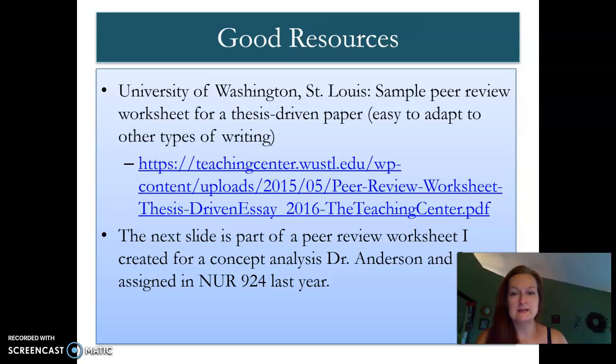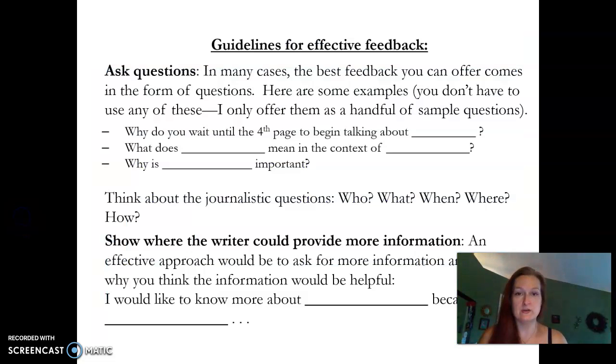Now, the next slide is part of a peer review worksheet that I created myself for a concept analysis that a colleague and I worked on in a nursing theory course a few years ago. This is just real simple, and you can see it says guidelines for effective feedback. It's almost like Mad Libs here. Ask questions. In many cases, the best feedback you can offer comes in the form of questions. Here are some examples. You don't have to use any of these. I only offer them as a handful of sample questions.